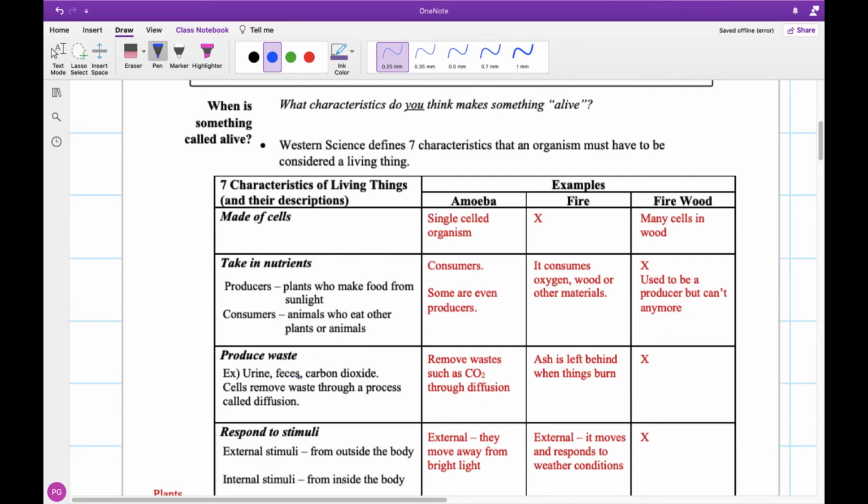The third thing is it needs to produce waste. We produce waste: urine, feces, carbon dioxide. Cells remove waste through a process called diffusion. So anything that is living needs to produce some waste. For amoebas, they produce waste like carbon dioxide, similar to us. For fires, ash is left behind when they burn. Firewood doesn't produce any waste.